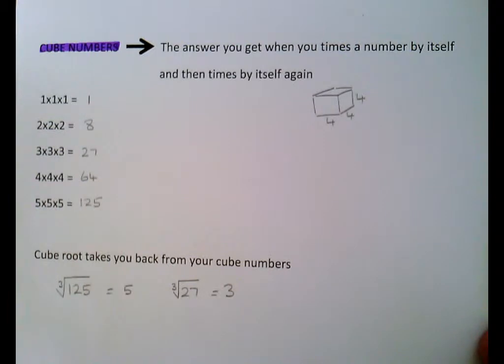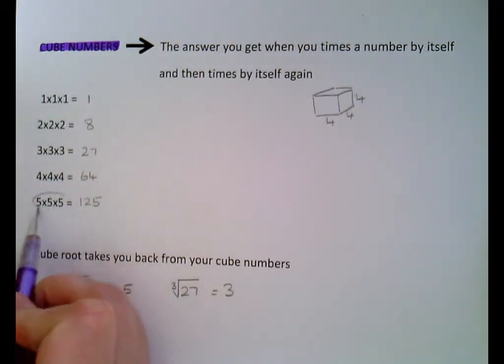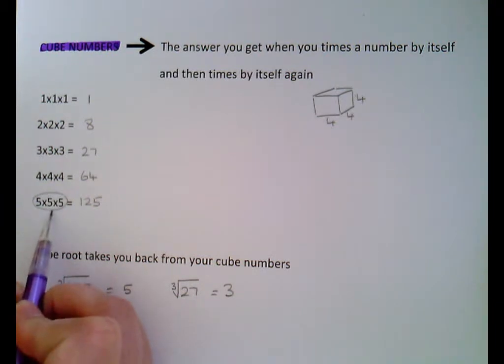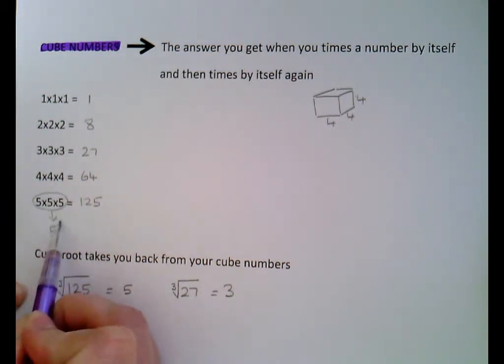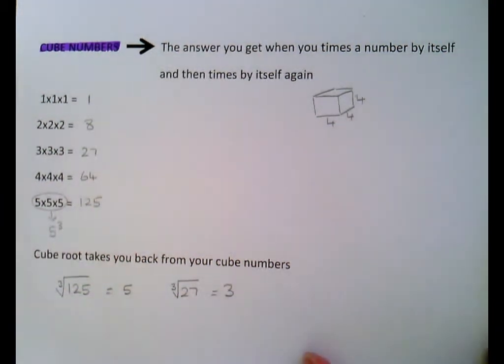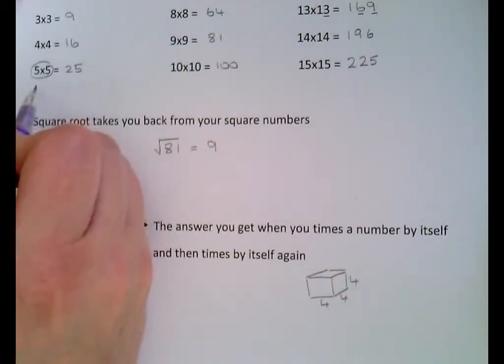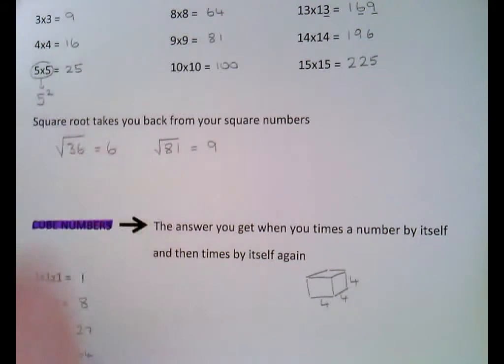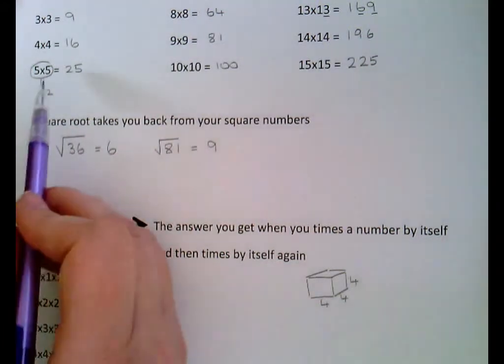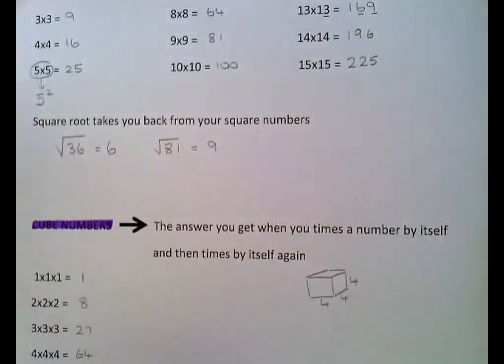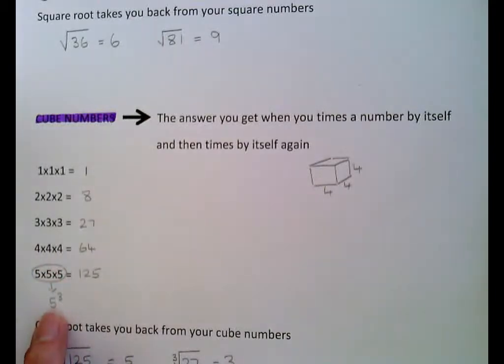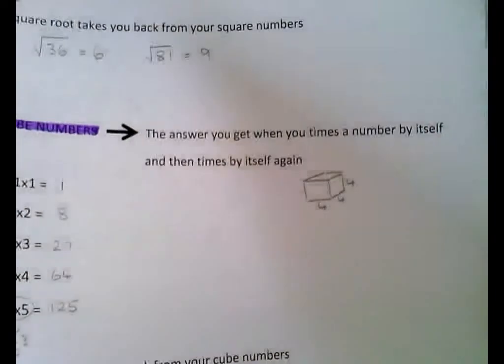Your cube numbers are the ones that have a wee 3 after them. So instead of it being written as 5 times 5 times 5, it's shortened down as 5 cubed. And instead of 5 times 5, you would say that as 5 squared with the wee 2 after it. So the 2 because you're multiplying 2 of them together, and the 3 because you're multiplying 3 of them together. So that's your square numbers and cube numbers.